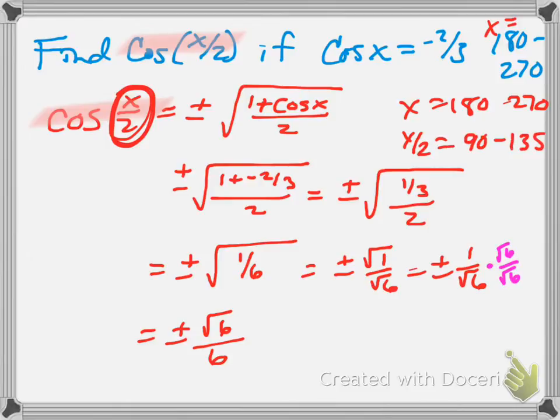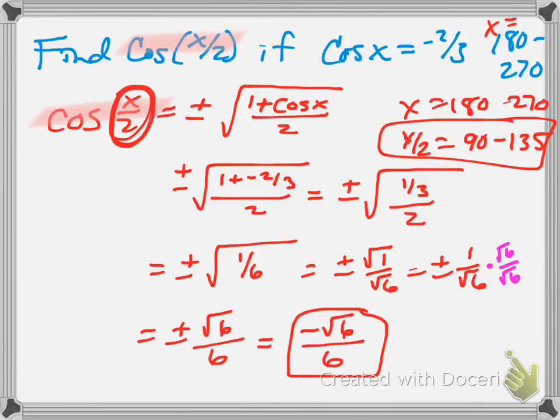And when we look at the interval for cosine, we're looking at 90 to 135. So we have to cut it in half. So the cosines from 90 to 135 are negative. So the answer is negative root 6 over 6.